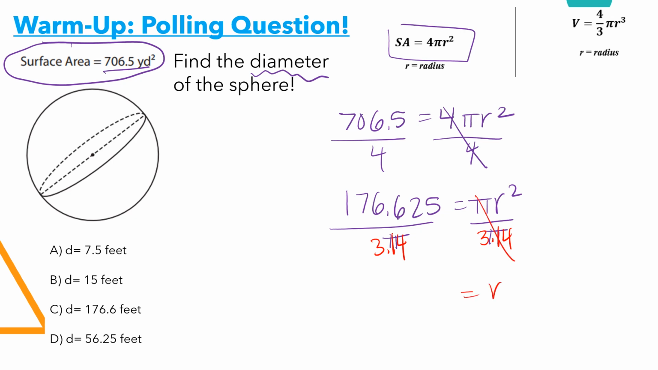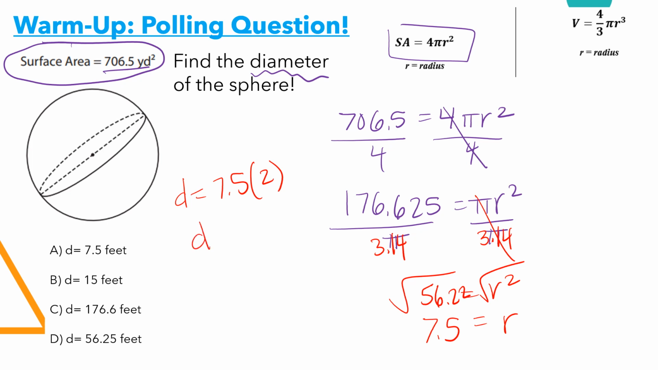So when that happens, we get r squared equals 56.22. Then to get r by itself, you're going to have to take the square root of both sides. And when you get that, you get approximately 7.5. So that is my radius, and I need my diameter. Diameter is your radius times 2, and 7.5 times 2 is 15 feet.